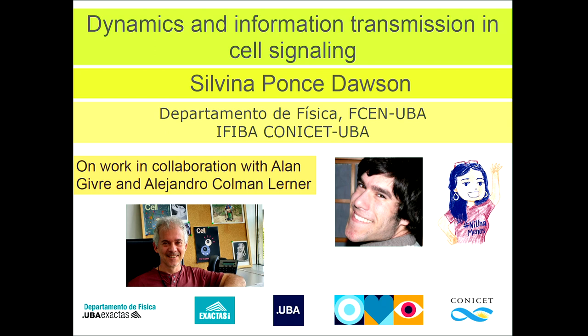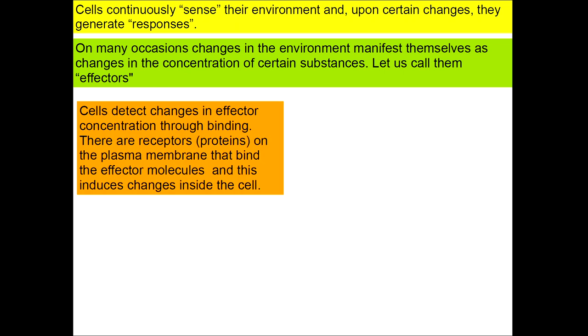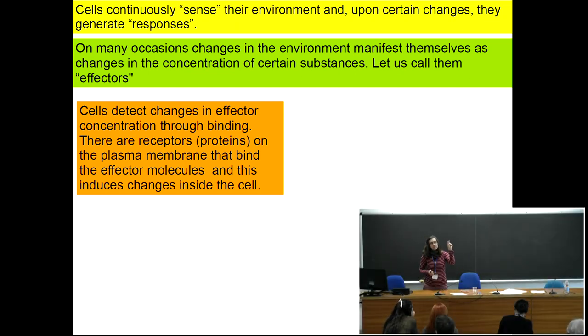So what is this thing about information in cells? Basically, cells have to sense their environment all the time, and they have to react to changes in the environment. On many occasions, those changes are related to changes in the concentration of certain substances. Let us call them effectors, because they generate the response of the cell. So how do cells detect those changes in the concentration of the effectors? Well, they do that through binding. Cells typically have on their membrane some proteins that are receptors with binding sites to which these effector molecules can bind. And those effector molecules, once bound, generate changes inside the cell.